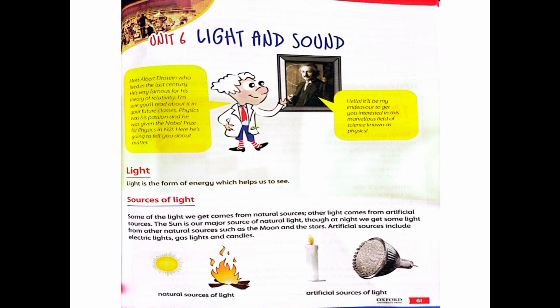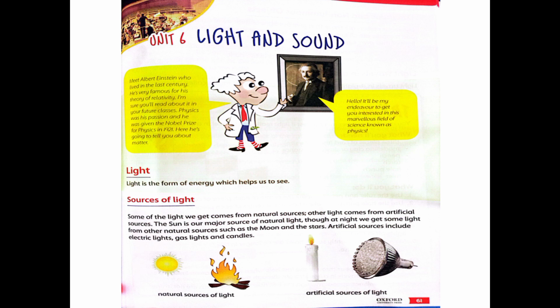Hello. It will be my endeavor to get you interested in this marvelous field of science known as physics. Albert Einstein was very famous for his theory of relativity. He actually gave us the speed of light and he gave the very famous equation E equals mc squared.